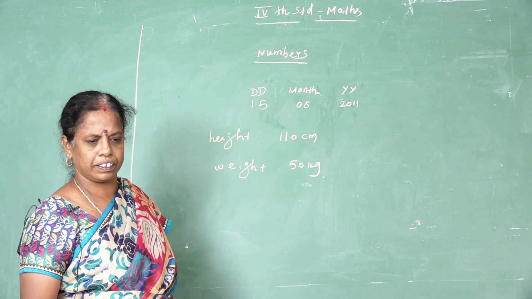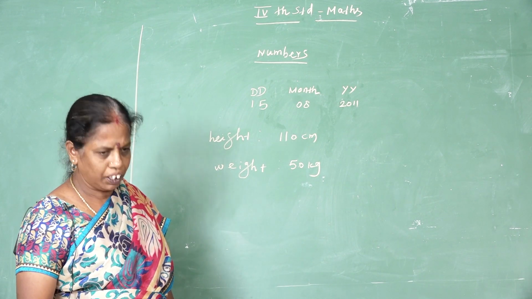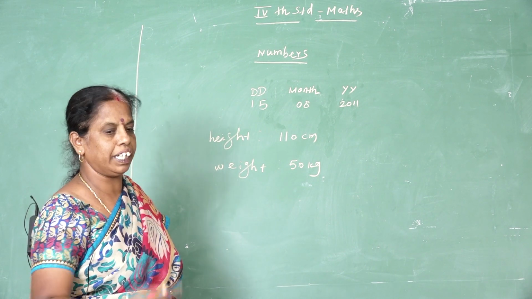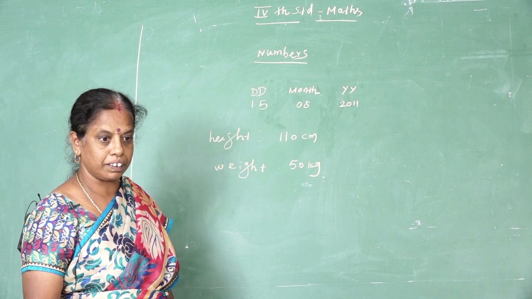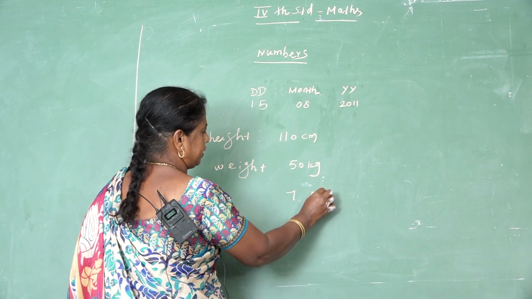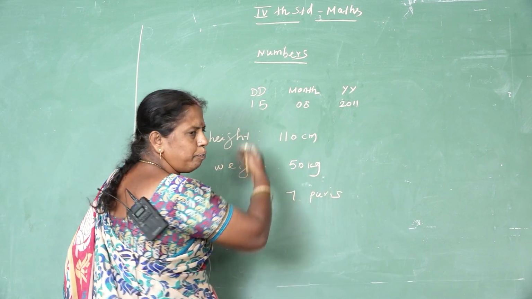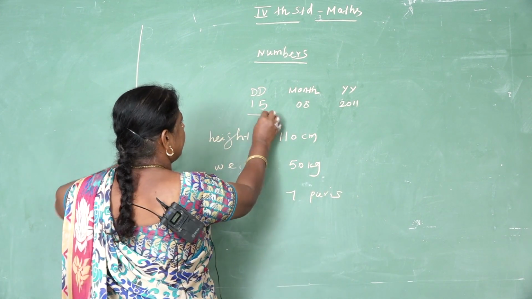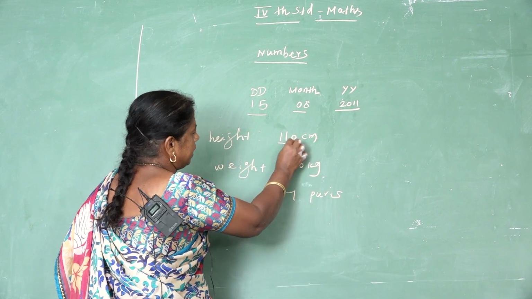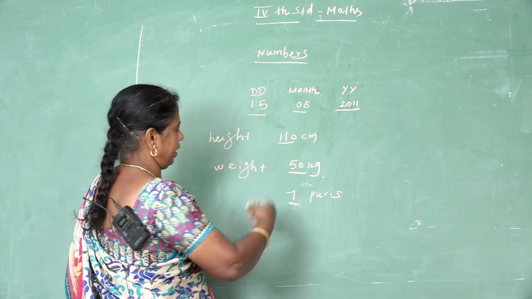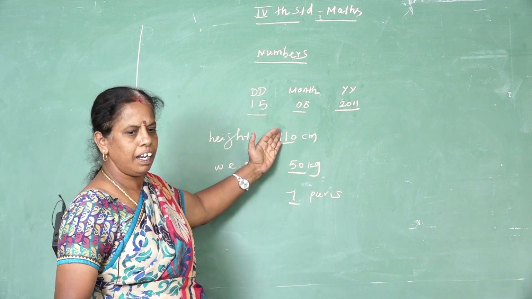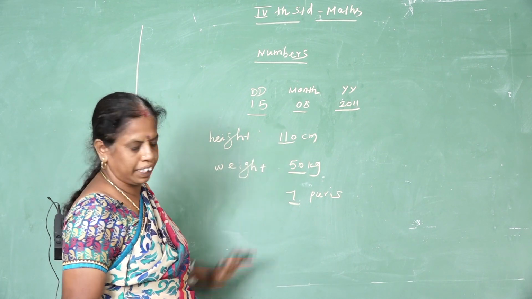Okay boys, have you had your breakfast? What is your breakfast? Puri? Okay, do you like puri? How many puris did you eat? 7 puris. So, from this, 15, 8, 2011, 110, 50, 7. These are called numbers.